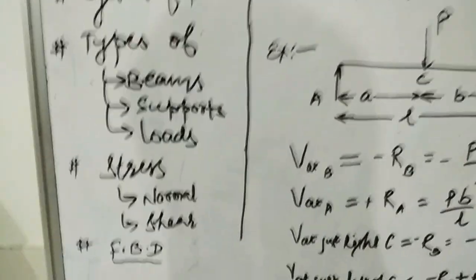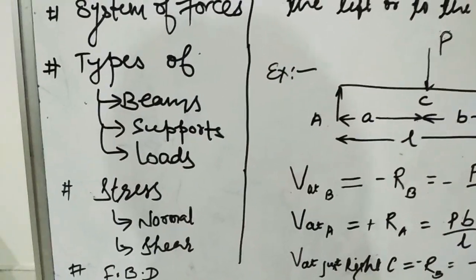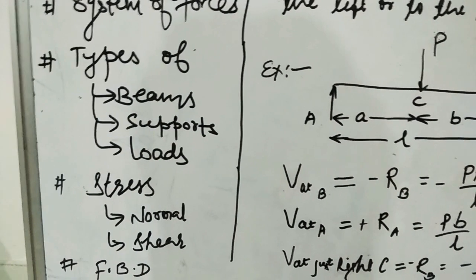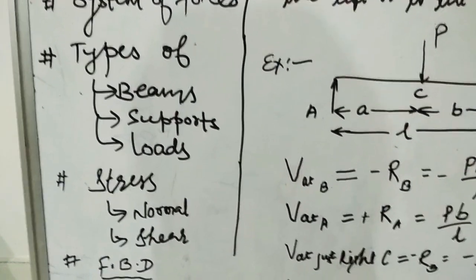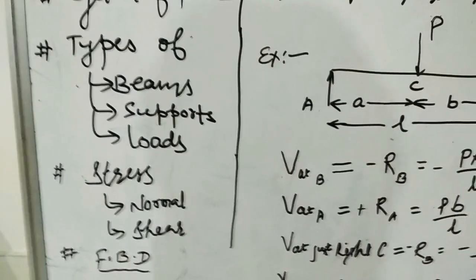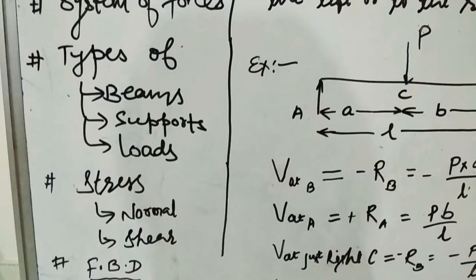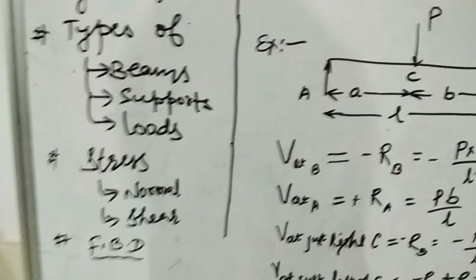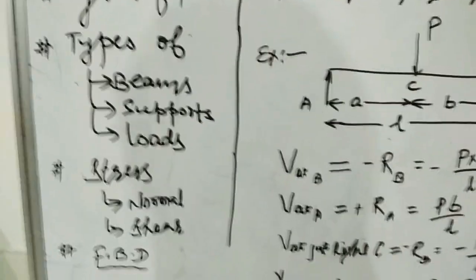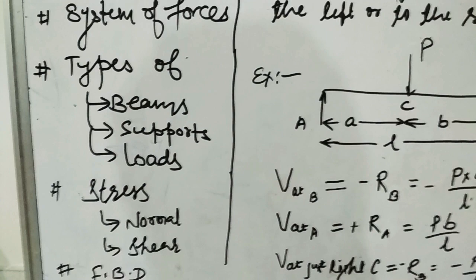And the last one, which is very important, is how to draw a free body diagram. That is an isolated diagram which represents all the forces acting on the body. All the forces means the external forces as well as the reactive forces acting on the body. This concept is very important for finding the reactive forces, that is the forces acting on the supports.